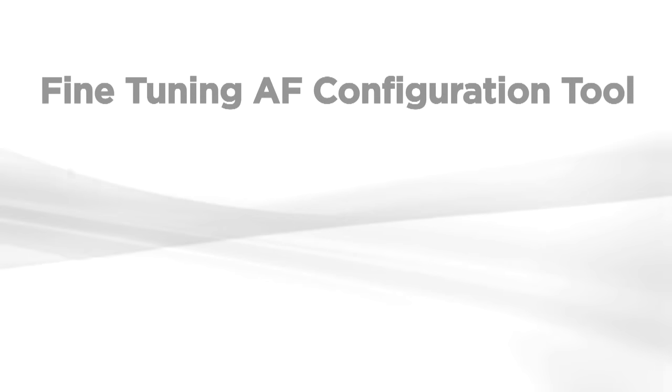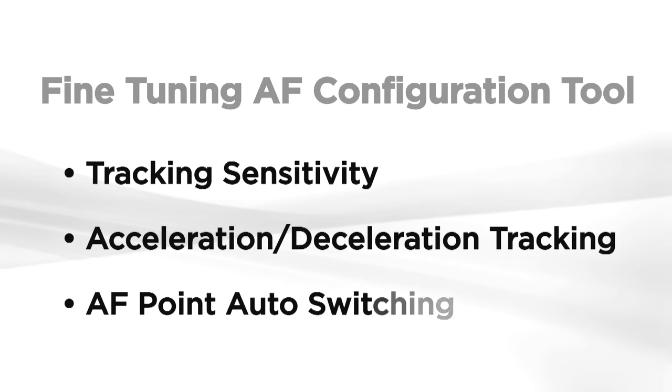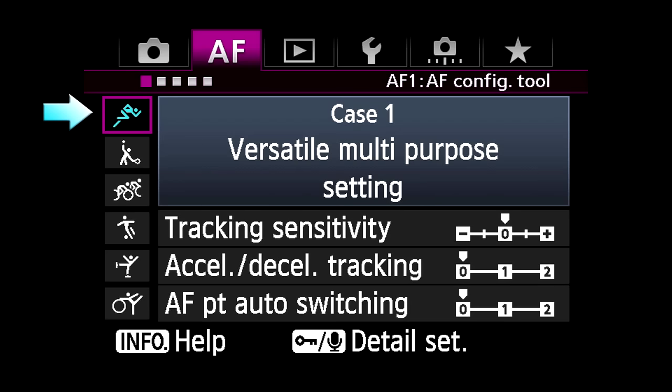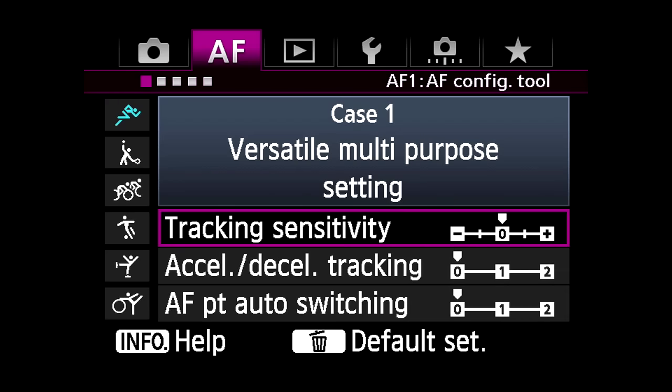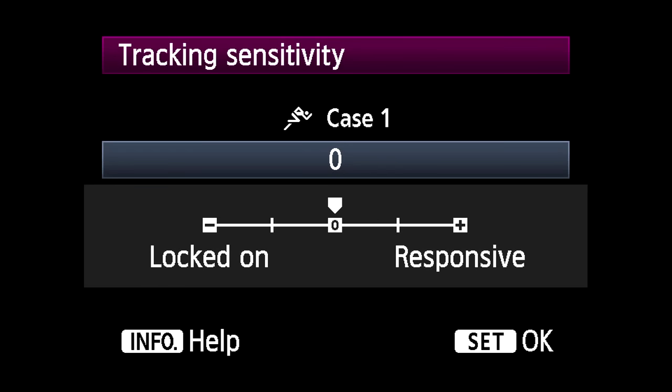Within each of the six configuration cases, there are three settings that allow for fine-tuning. Simply select the case and press the Image Protect button to access. Tracking sensitivity. Alter the way that the AF system responds when subjects move away from the AF points. Responsive tailors the camera to react and refocus faster when there are sudden changes in what your AF point sees. Locked On tells the AF system to resist changes and continue tracking an original subject.